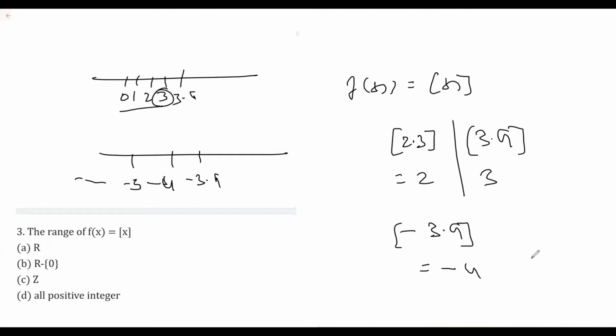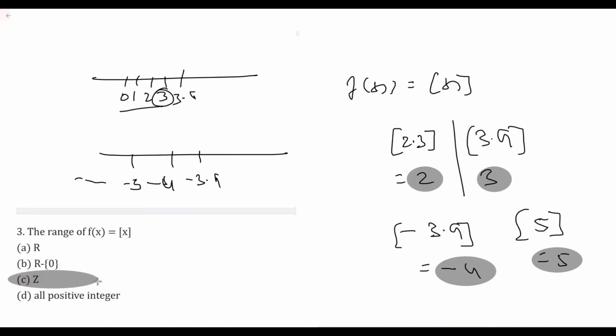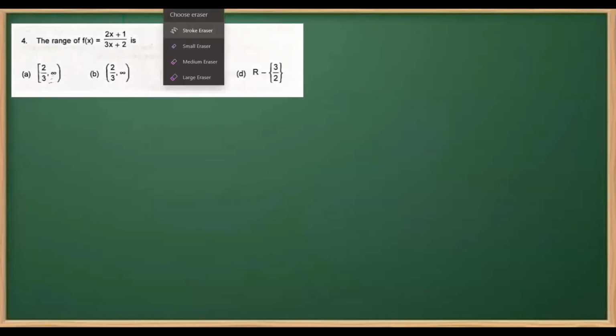So even if you provide a fraction, decimal, or even an integer, the greatest integer of 5 is 5. So what you know is that your output, that is the range, in every case we are getting an integer, whatever may be the input, right? The output is always an integer, not only positive, it can be negative or positive. So Z is implied for integers. So C is the correct answer in this case.